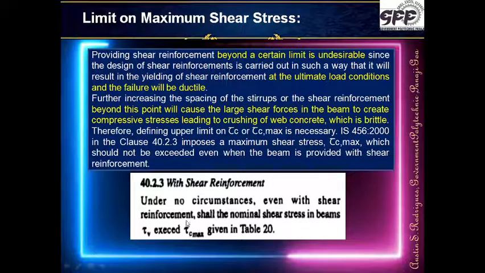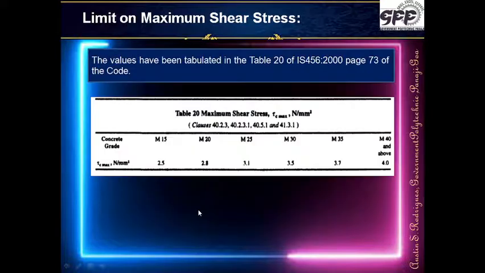So tau v can never exceed tau c max, the maximum capacity of concrete. Please remember, this is the maximum capacity of concrete, and it has already been given in tabular form, over here. Consider a beam made of M20 concrete. For M20 concrete, tau c max is 2.8. So we get the value of 2.8.